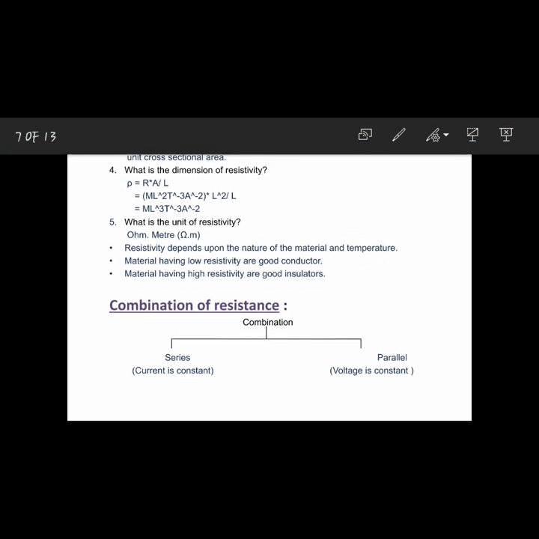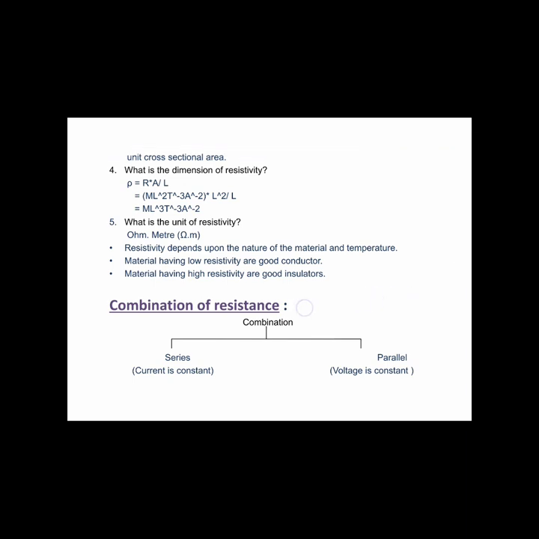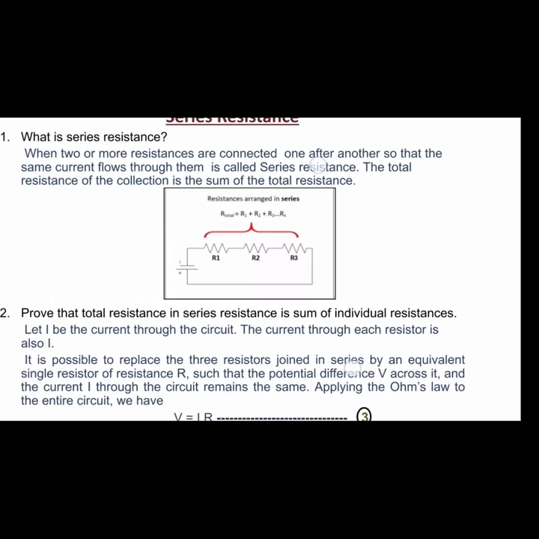Now combination of resistances. Combination of resistances is divided into two parts, series resistance and parallel resistance. In series resistance, current is constant, and in parallel resistance, voltage is constant. Now what is series resistance? When two or more resistances are connected one after another so that the same current flows through them, it is called series resistance. The total resistance of the combination is the sum of the resistances.